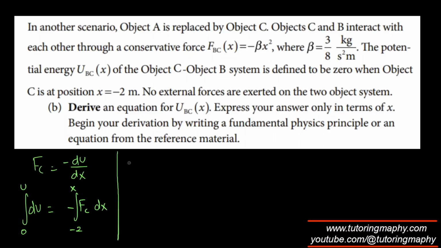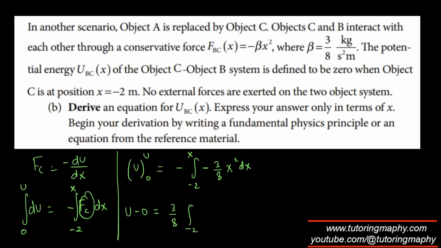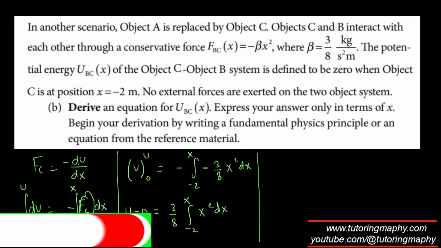So the left side, with just integration of dU, is just U from 0 to U. And this will be negative integration from negative 2 to x. F is negative of beta. Beta is 3 over 8 and then x square and then dx. I hope you are able to follow. F_C is just replaced with this entire thing. The left side will just become upper bound minus lower bound. Double negative is positive and 3 over 8 comes out and the integration is from negative 2 to x of x squared dx. That's about it.